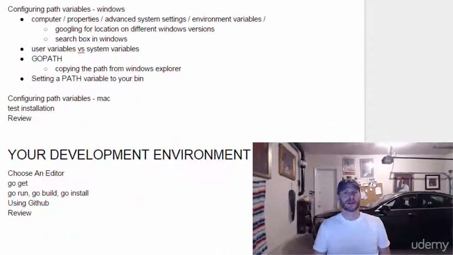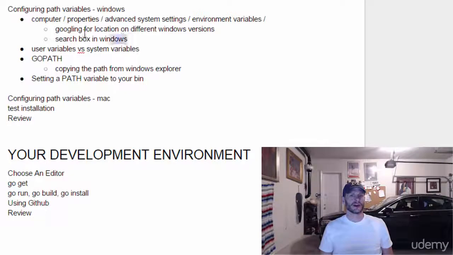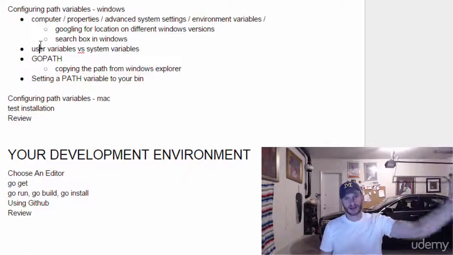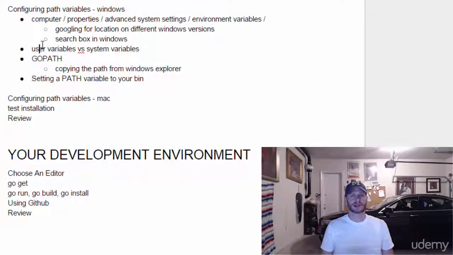So in this video, I'm going to show you how to configure your environment variables in Windows. And we're going to look at how you get there. There's a couple of different ways that you could find environment variables in Windows. And we're going to look at the difference between user variables and system variables. Fairly self-explanatory, but I'll explain it just in case it's late at night where you are or something.